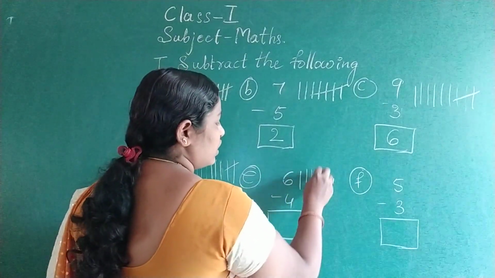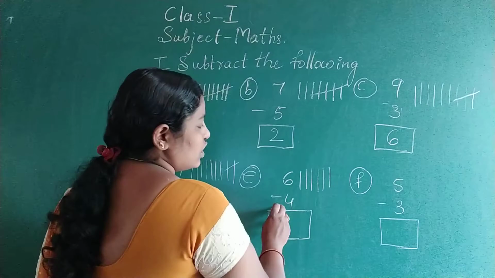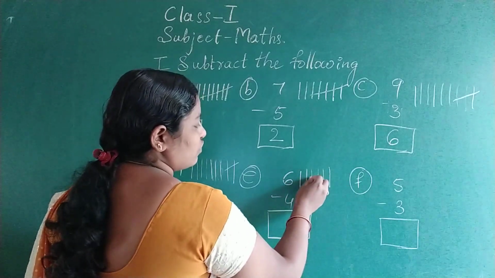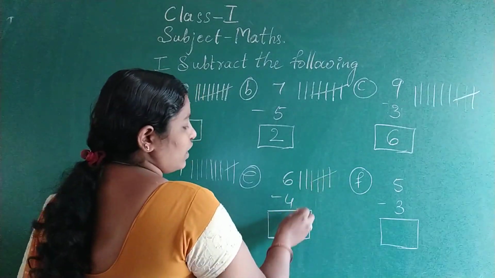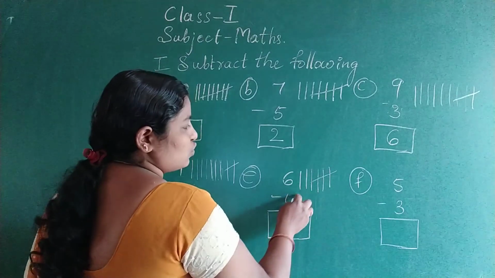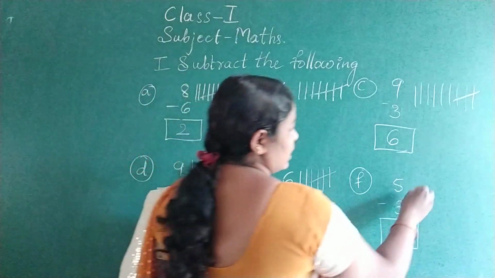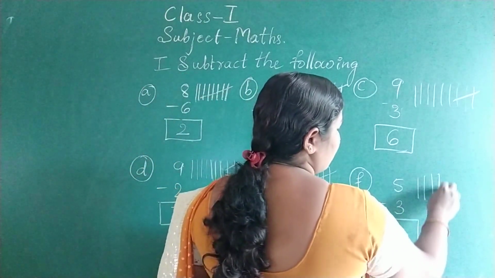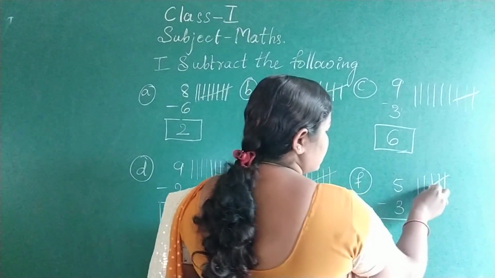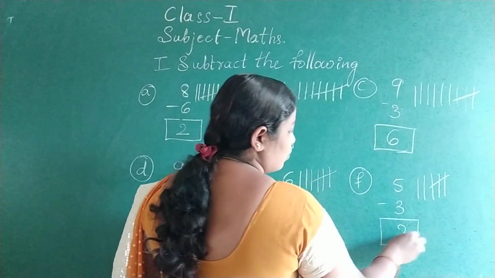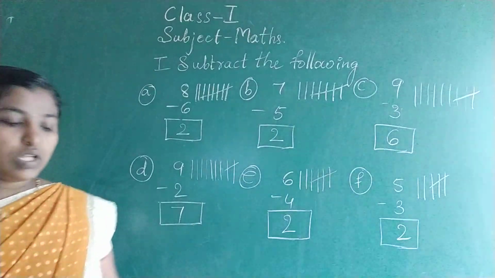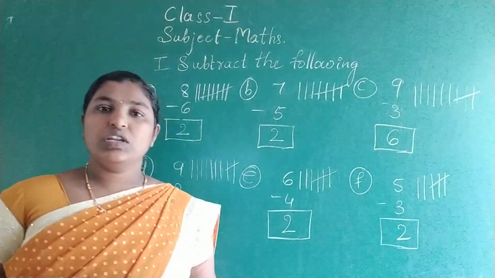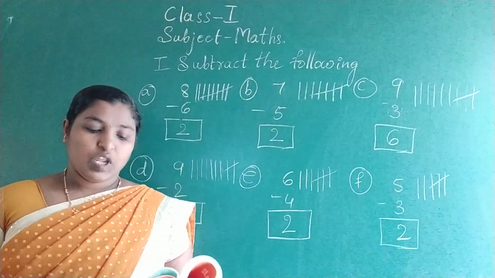6 minus 4. Draw 6 lines, minus 4: 1, 2, 3, 4. How many are remaining? 2. Next, 5 minus 3. Draw 5 lines, minus 3. So 1, 2. The answer is 2. This is subtraction vertically.